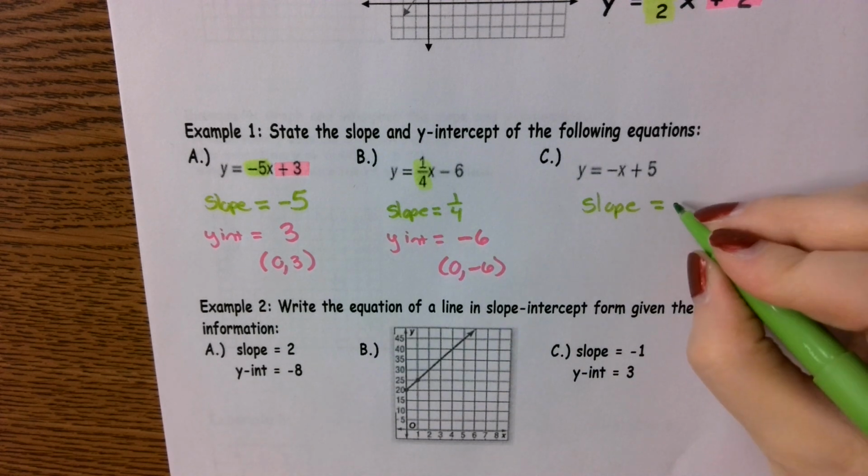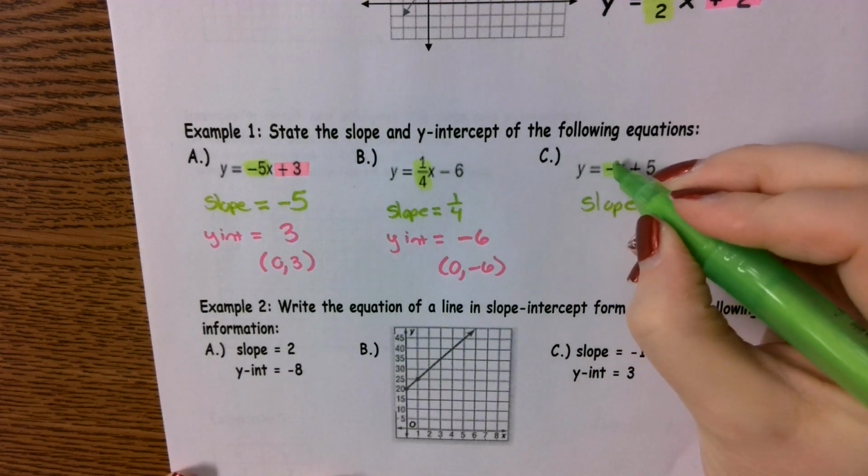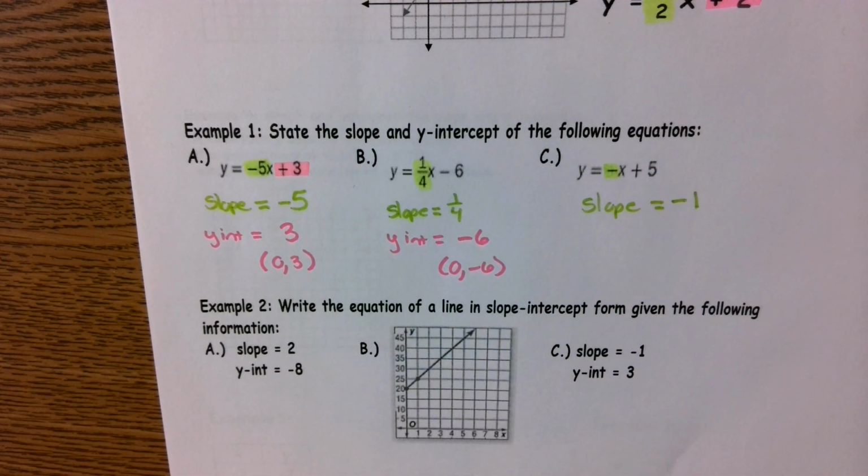Matthew? Negative 1. Not the x. We don't include the x. X is not part of your slope. Just the negative 1.